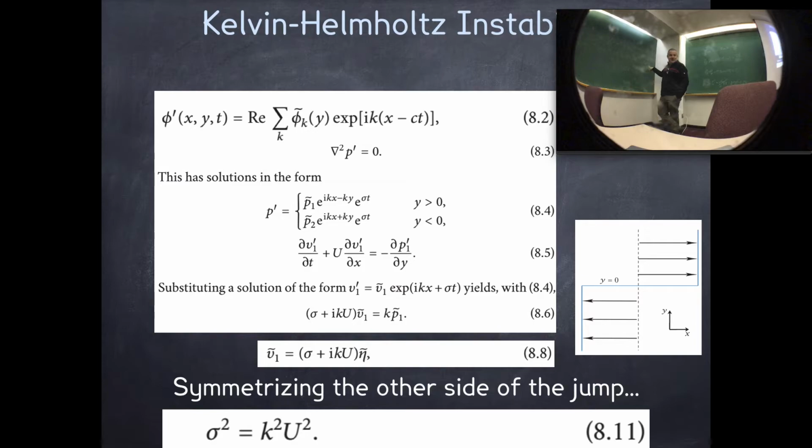Because then it would be constant everywhere. It's not really an instability. It would be like the background flow. So the only way that we can get out of this is to say that l squared is minus k squared, which is this form. Does that make sense to everybody?